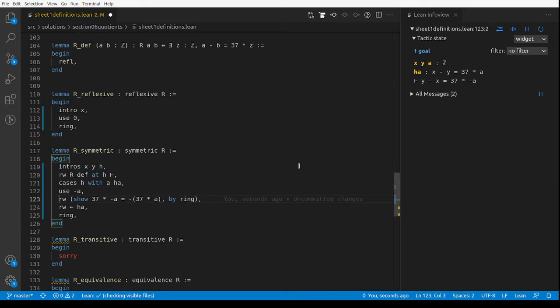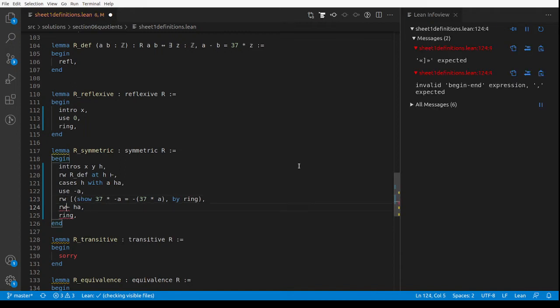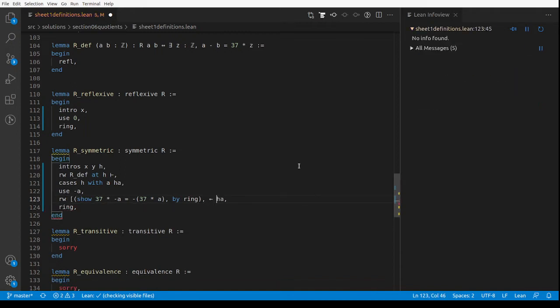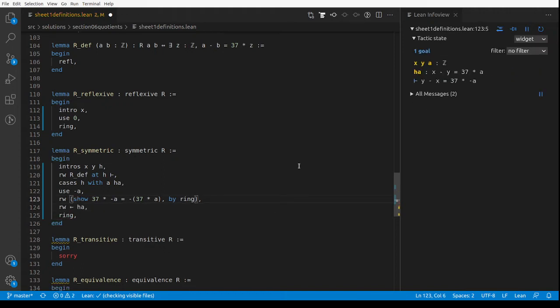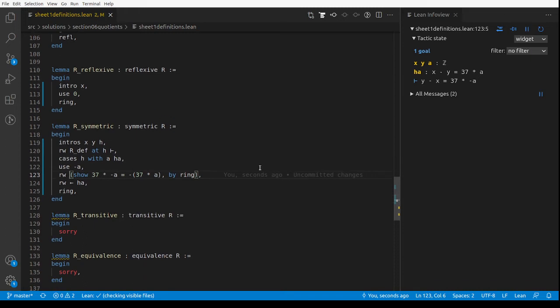And now we can actually put these together, right? We could rewrite that, and we could rewrite that at the same time. There we go. So there's a proof which is slightly shorter. Maybe I'll leave it like that. Perhaps that's an illustrative use of this show trick.